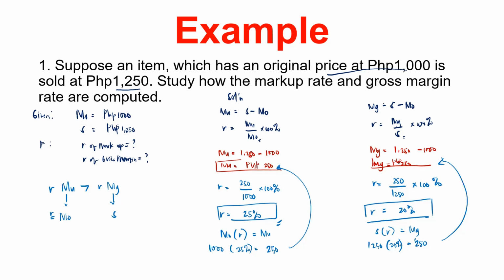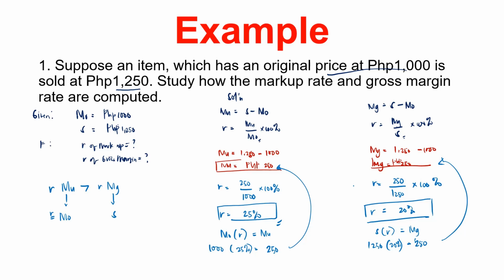Again, the markup rate must always be higher than the gross margin rate. It doesn't mean that because the rate of markup is 25%, it is higher than the rate of gross margin. Hindi porke 25% si markup, bigger na siya kay gross margin.